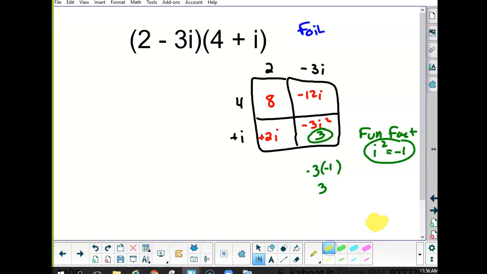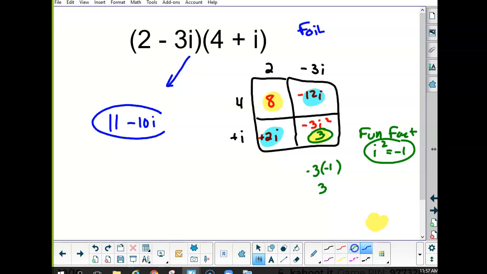There we go. So we have the real parts that can be added together, and we have the imaginary parts that can be added together. So my final answer is 8 plus 3, so 11. And then the i portions add up to give me -10. Okay.